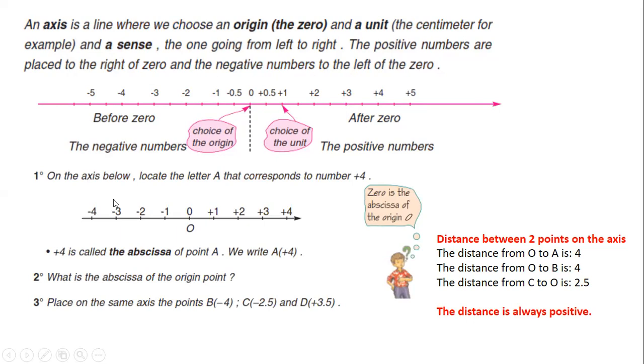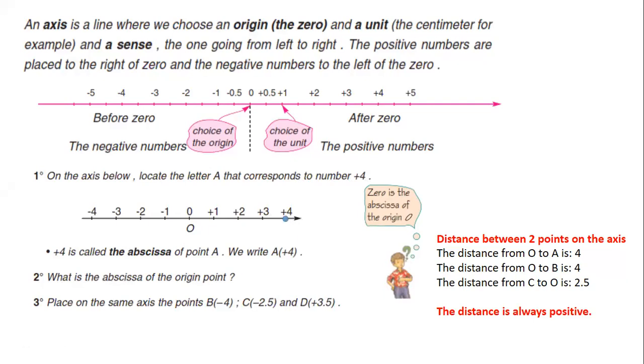Now we will do a practice together. On the axis below, we should locate A that corresponds to the number +4. So where is A located? Adam, if A corresponds to the number +4, where is A located? On the +4. To go to the +4, Adam, do we go right from 0 or left from 0? Right from 0. Yes, so here on the +4, look how we locate points.